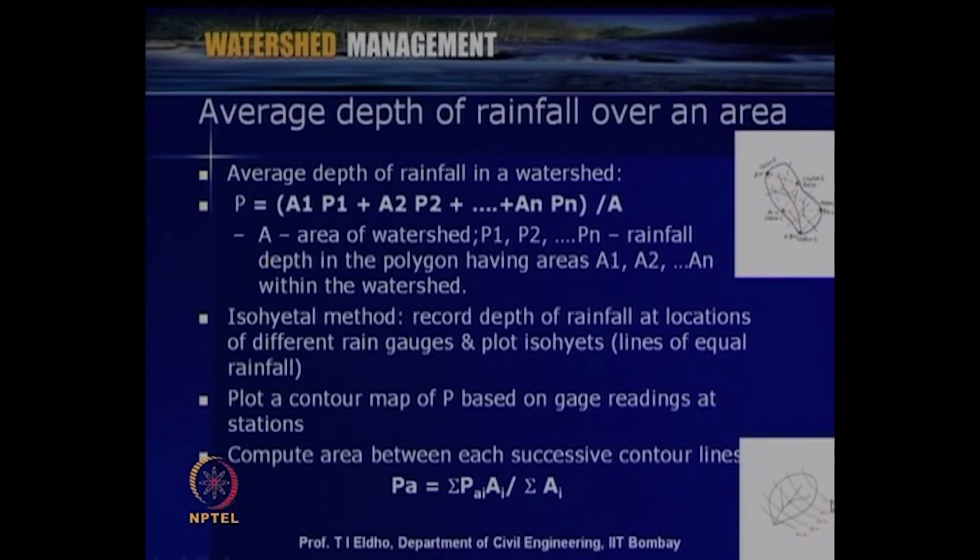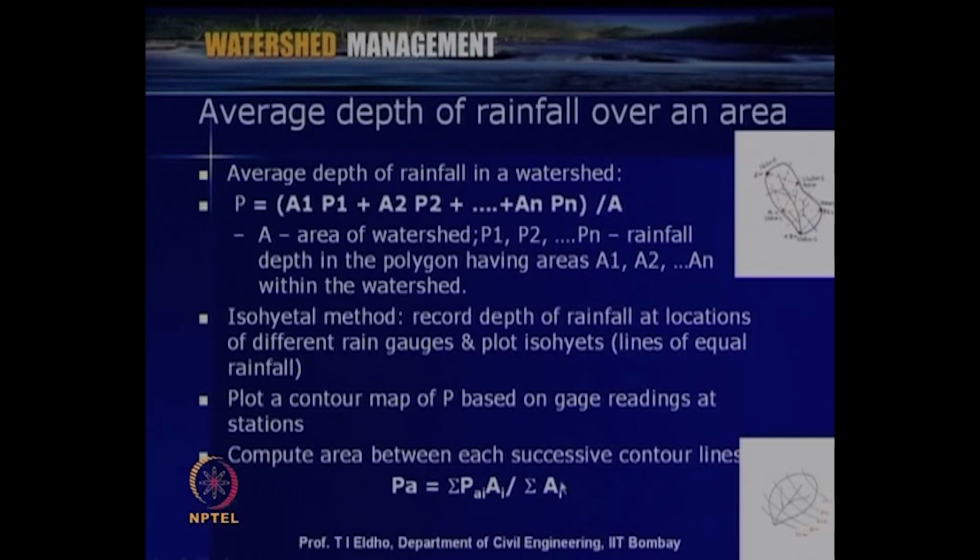So, this is for example the 50 centimeter isohyet, then the 45 centimeter isohyet, then the 40 centimeter isohyet. So, we can plot the isohyets as far as the area which we consider. Then plot a contour map of P based on the gauge readings at stations. Now for example, this is the 50 centimeter isohyet, this is the 45 centimeter isohyet. We can identify how much is the area between this 50 to 45.